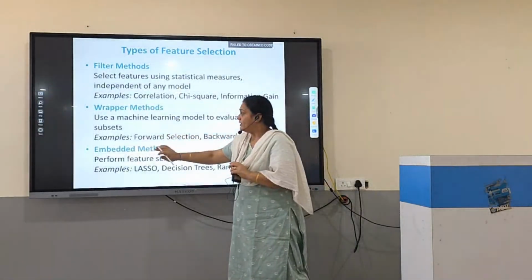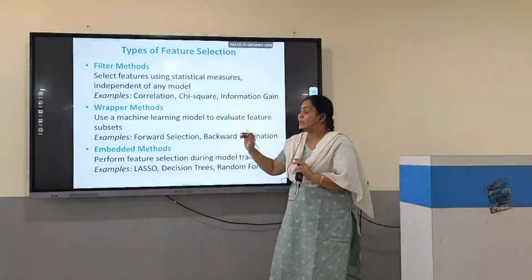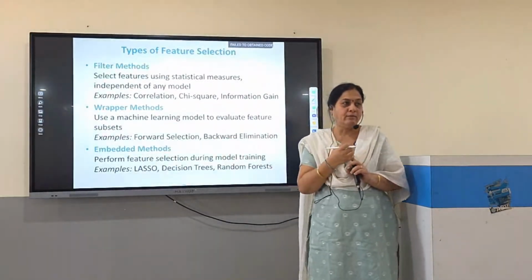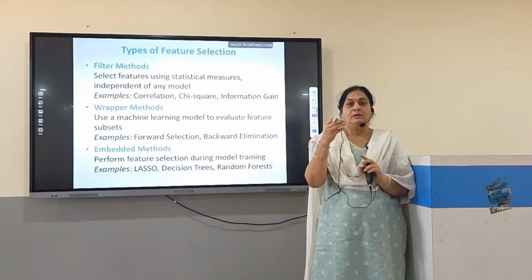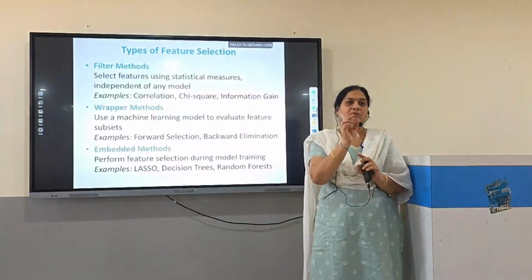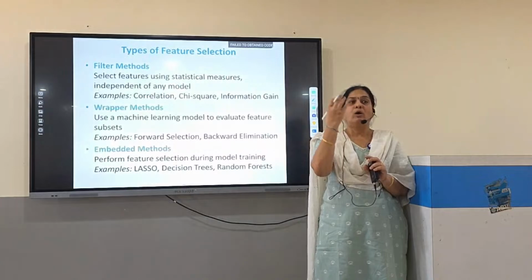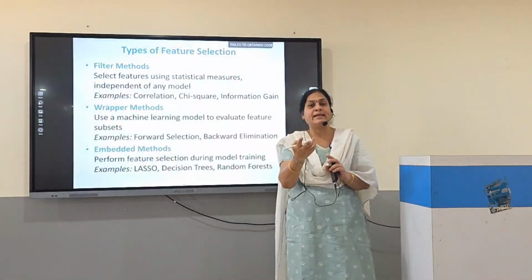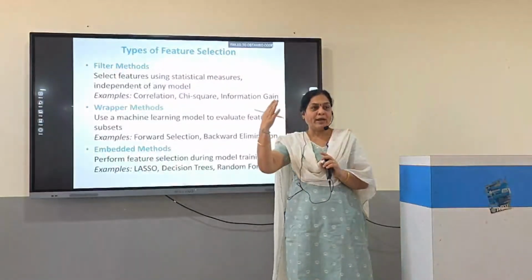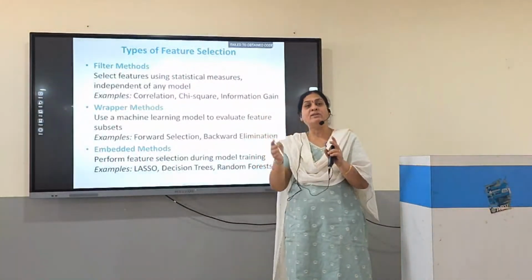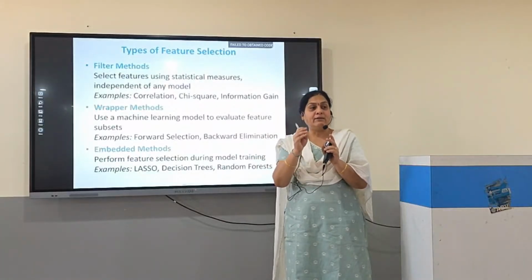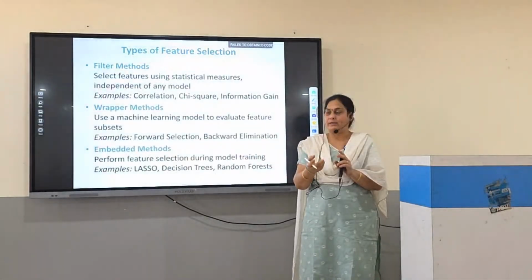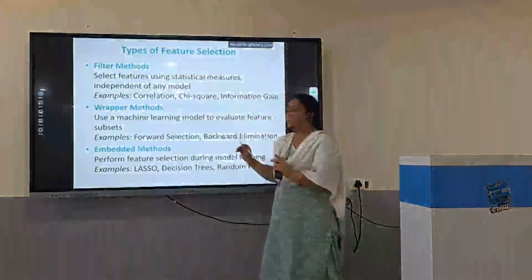Wrapper method: you use a machine learning model to evaluate the feature subsets. You select some machine learning model and start training it with one feature, and you test how it is behaving. Then you select the next two features. You keep adding features and come up with a model to decide which features are important. There are different approaches like forward selection and backward elimination.